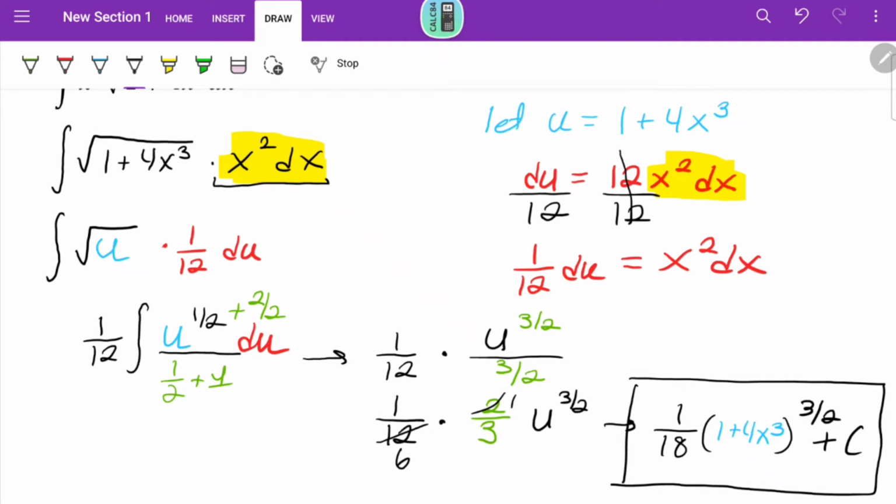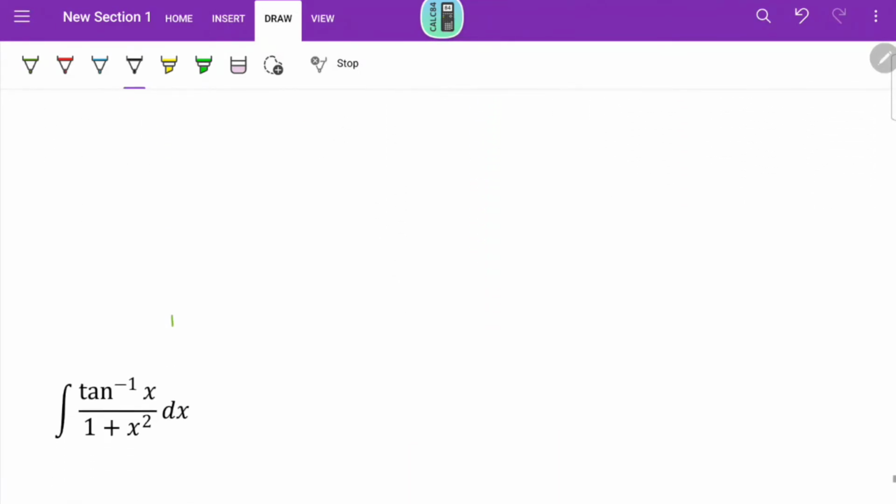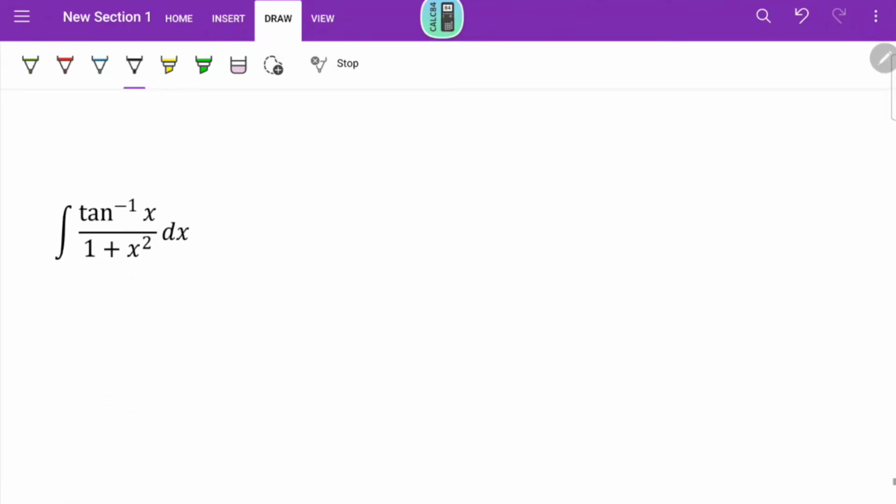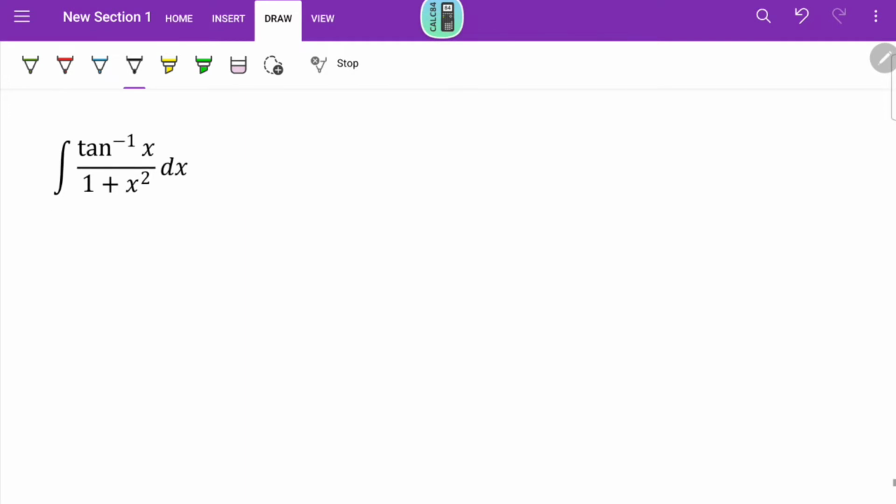All right, let's keep going. This one is probably one that you're going to see on your final exam for sure. It says the integral of inverse tangent of x divided by 1 plus x squared dx. We want to solve this by using substitution. What I'm going to do is, maybe you don't see it, but I know I see it because I made the question, I'm just going to break this up a little bit.